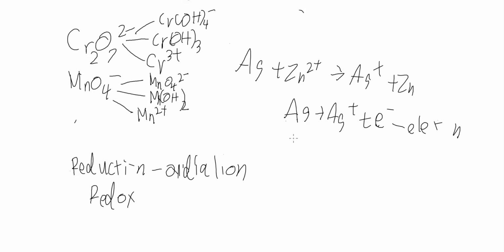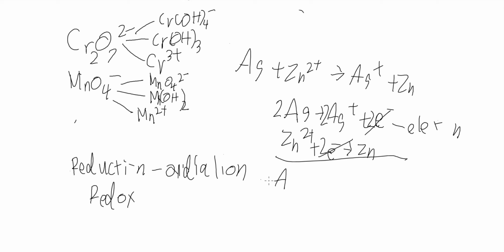And then we can do the exact same thing here. Zn2+ plus 2e- turns into Zn. And here, since we don't have any electrons in any redox equation, we have to balance it. So we can multiply this above reaction by 2 and then add them together. The 2 electrons cancel, nothing else does, so we have 2Ag plus Zn2+ turns into 2Ag+ plus Zn.